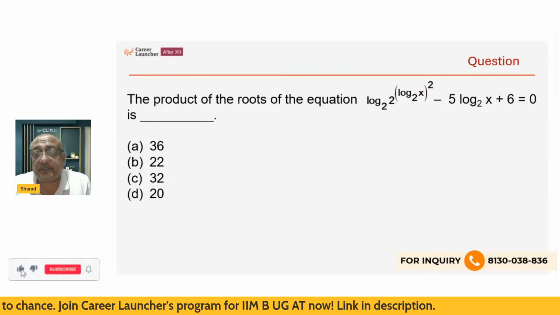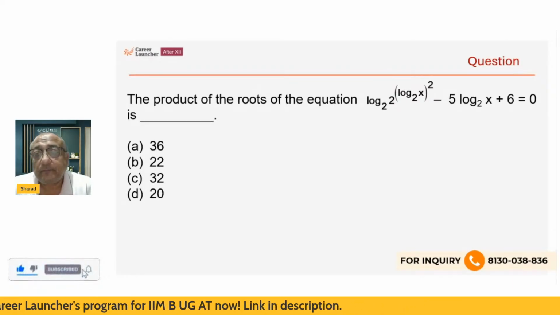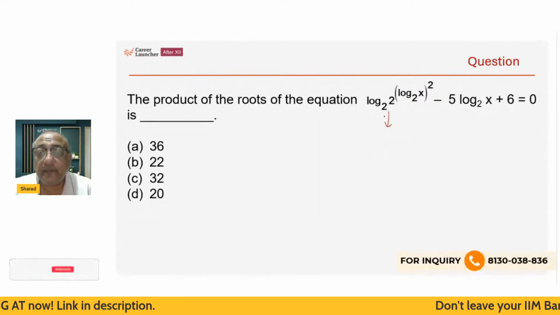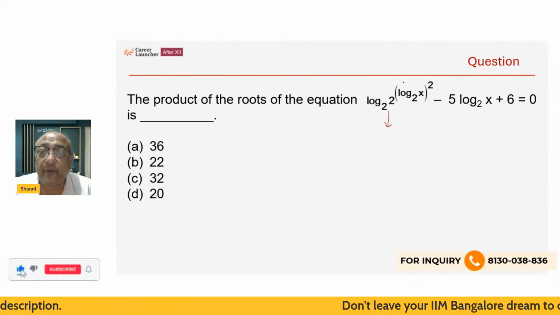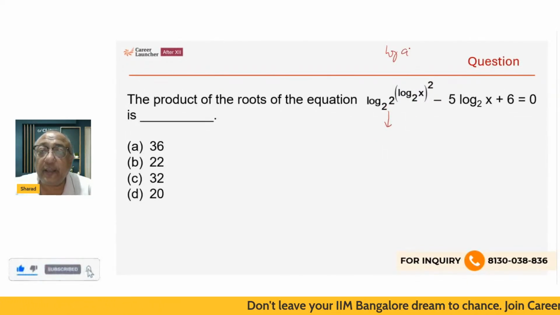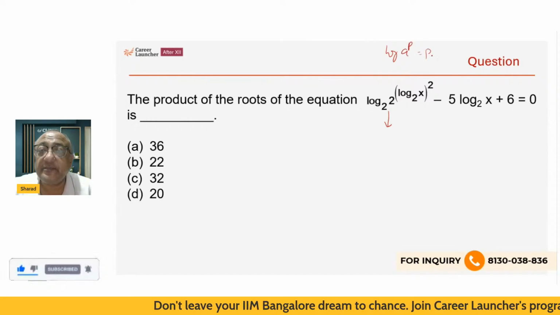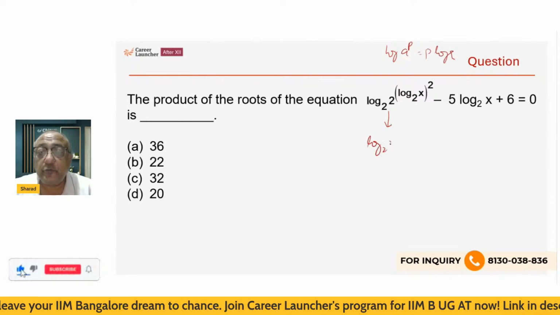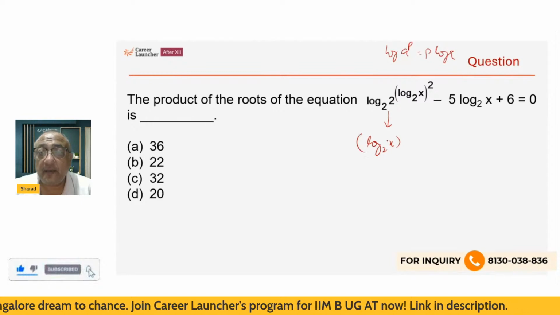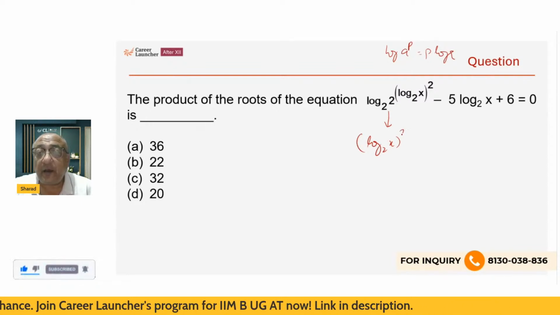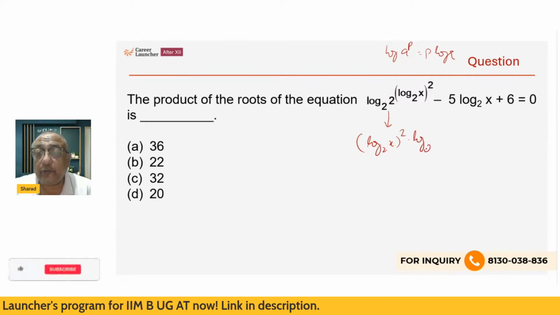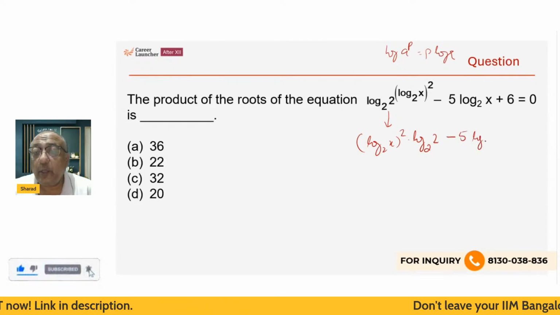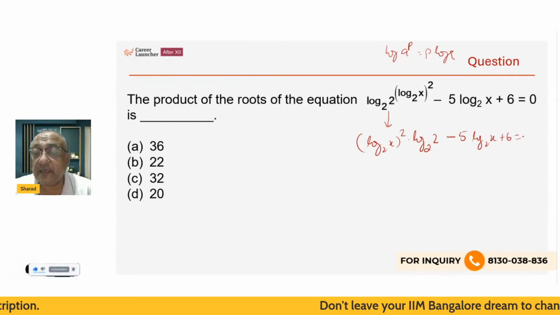Let's solve this question now. I'll give you a hint here. Same property. What is the property? Log a raised to the power p is p log a. So let's solve it. This is log 2x whole square into log 2 minus 5 log 2x plus 6.